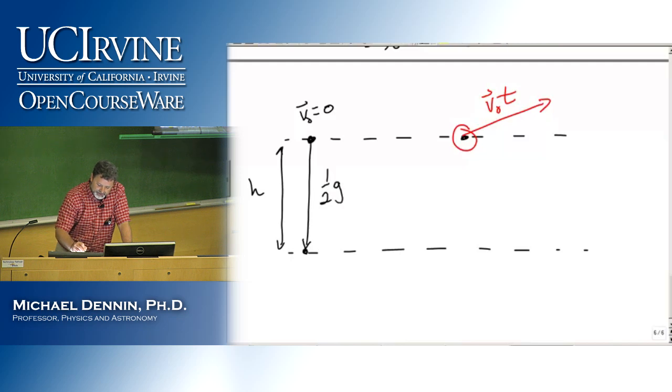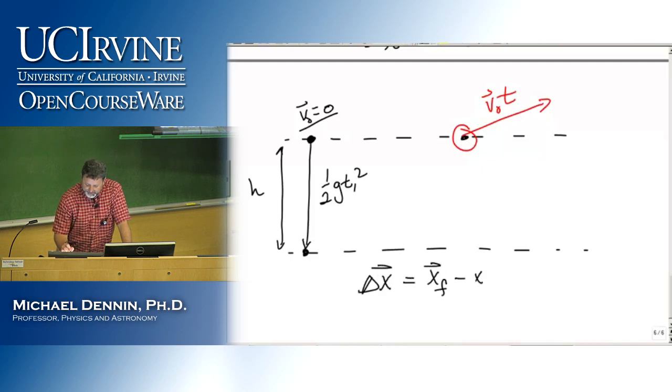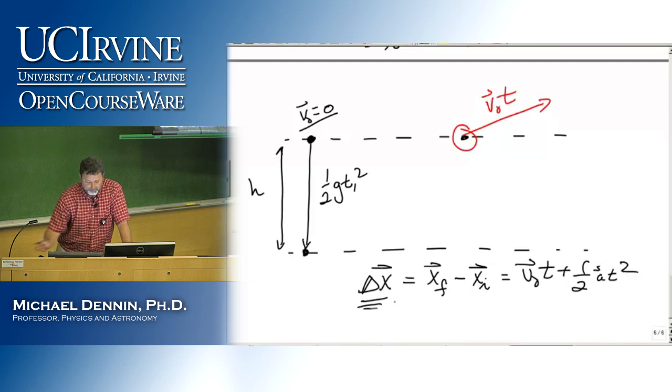1/2 gt squared has to start at the end of V naught t, which in this case is where I am. And it has to end where we land, because that's what delta x is, right? It's x final minus x initial. And so V naught t plus 1/2 at squared has to end up being the same as that vector. So the head of a t squared has to end up at the endpoint of delta x.